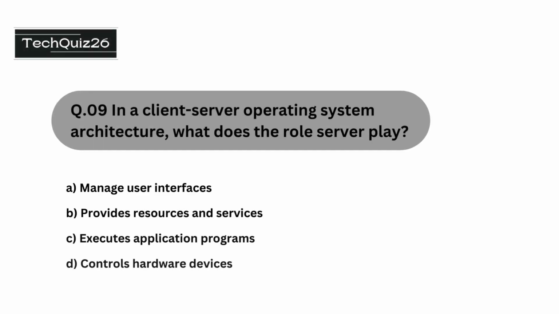Question number 9 is, in a client-server operating system architecture, what role does the server play? The options are manages user interfaces, provides resources and services, executes application programs, controls hardware devices. The correct option is provides resources and services.